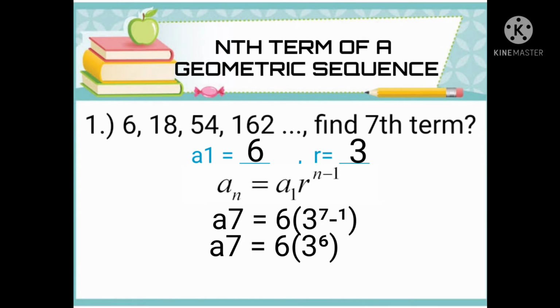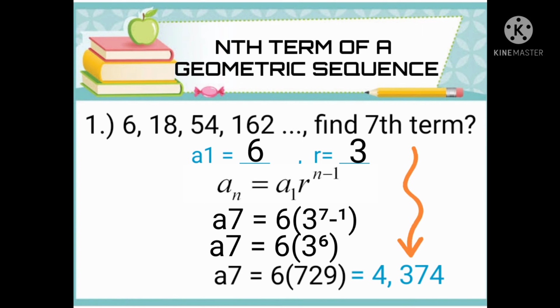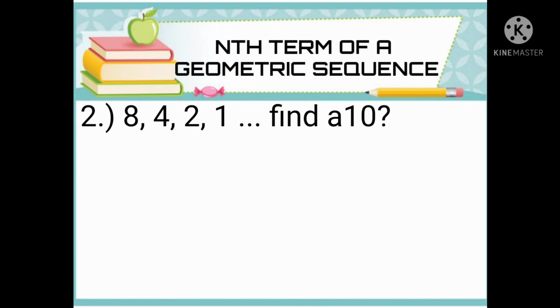Then we will simplify first 3 raised to the 6th power before multiplying it to 6. 3 raised to the 6th power means we will multiply 3 six times, and it is not 3 times 6, and that is wrong. So therefore, 3 raised to the 6th power is equal to 3 times 3 times 3 times 3 times 3 times 3, and the product is 729, and multiply it to 6, then we have the product of 4374, and this is now the answer of the first problem. So therefore, a sub 7 or the 7th term of the given sequence is 4374.